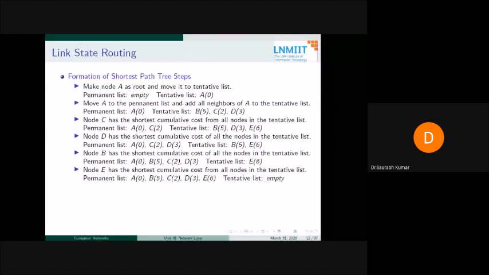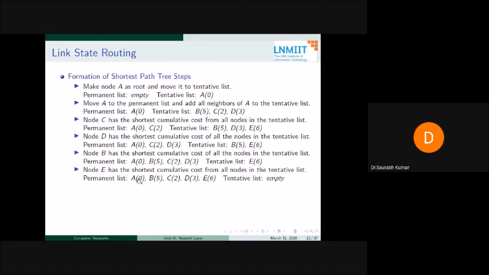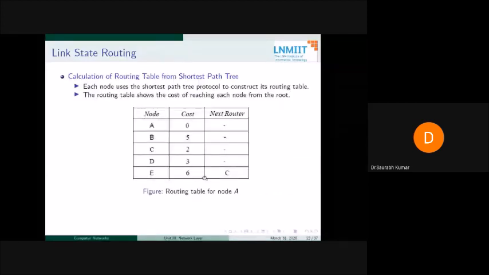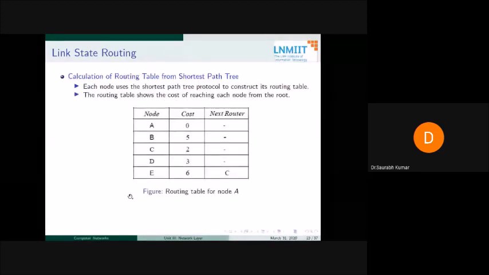Okay, now once the shortest path tree is done, the next step is the calculation of the routing table from the shortest path tree. For this, each node uses the shortest path tree, and then the routing table shows the cost of reaching each node from the root itself. So it is very clear from here that for A it is 0, B 5, C 2, D 3, E 6. Similarly, it is written, and while traversing C, it is found that C has a neighbor E, so to reach E, C is the next router that needs to be in the routing table for node A.